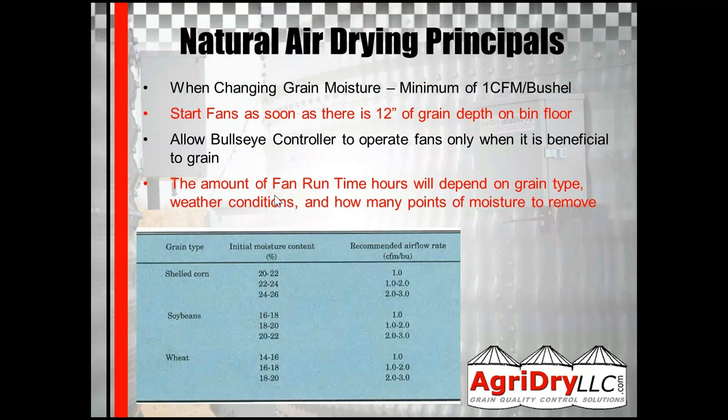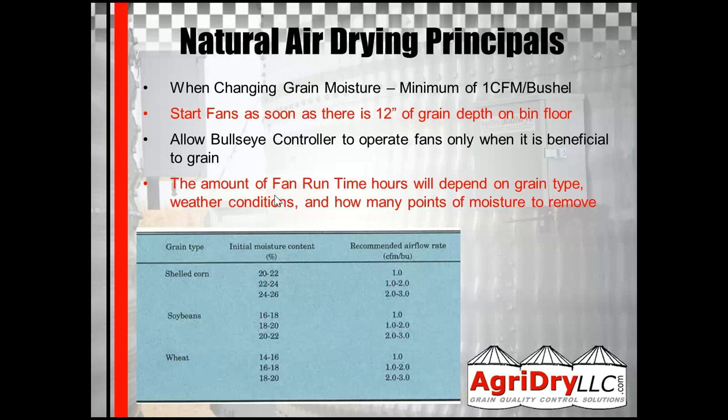So, the natural air drying principles. When you want to change the moisture of the grain, and I'm talking about any type of moisture, it's ideal to have at least 1 CFM per bushel. Now, we know some customers don't quite have that. We're not going to say that your system is not going to work at all. It's just going to take you a little longer to do it. The fewer CFMs you have per bushel, the longer it's going to take.